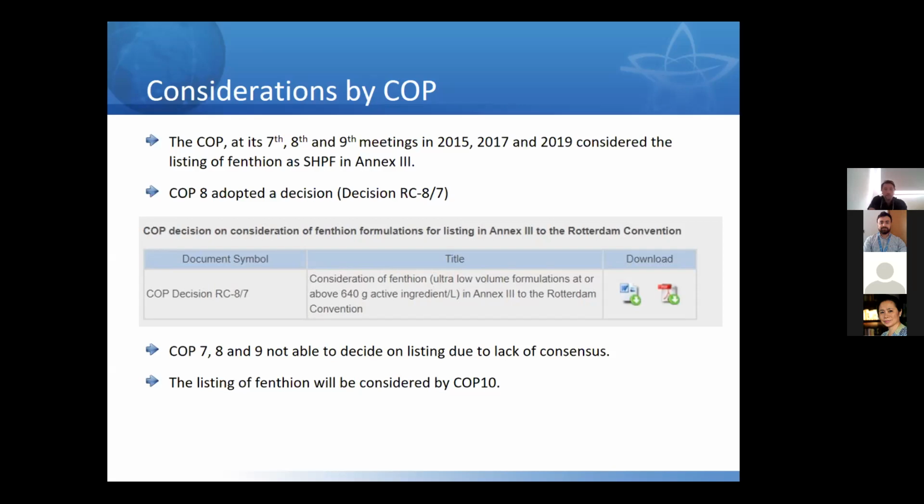At COP 8, a decision was adopted that was already mentioned by my colleague Yoon and by Eva, which goes in line with the fact that countries can use the information exchange mechanism and provide additional information coming from national level about this formulation, and at the same time can provide import decisions for these chemicals. But I will talk about that in the following slides. The listing of Fenthion again will be considered at COP 10 level.